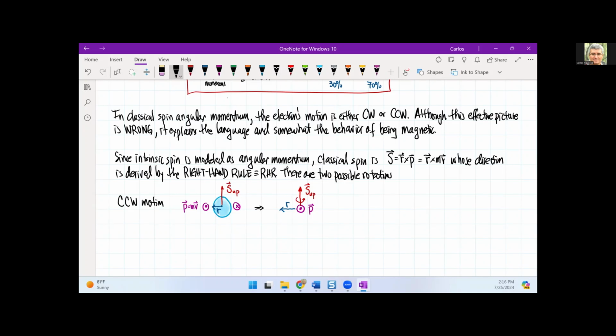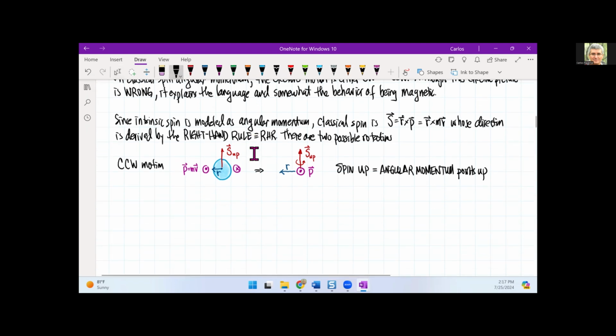And by the way, if you take chemistry, this is what's called spin up, because the angular momentum points up. That's why they call it spin up. Now, if I do the same thing with clockwise motion, so clockwise motion is just the opposite. So in this scenario, I also imagine that I have a sphere.